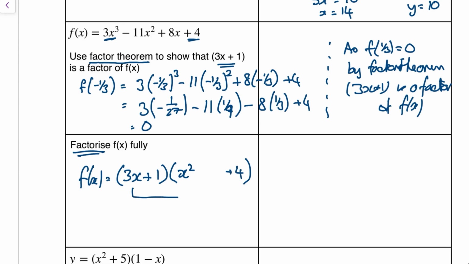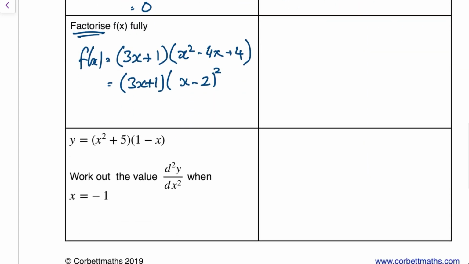Then the next part, this is the difficult bit. So 3 times plus 4 is plus 12, and I want plus 8, so therefore I need to take away 4x to get me back to 8. So in other words, I can factorize this f of x down to 3x plus 1, x squared minus 4x plus 4. But that's not fully factorized. So I could also factorize a quadratic. So that's going to be 3x plus 1, just copy from above. And actually that's a perfect square, isn't it? That's x minus 2 all squared. And that is now fully factorized.